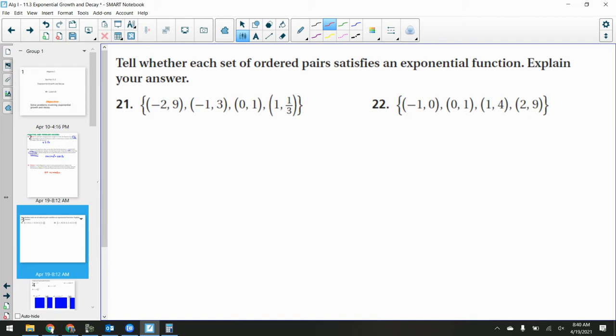Oh, you didn't do your homework, did you? Yeah. No, you didn't. All right, so hold on. We got to make ourselves a table. -2, 9, -1, 3, 0, 1, 1, 1/3.